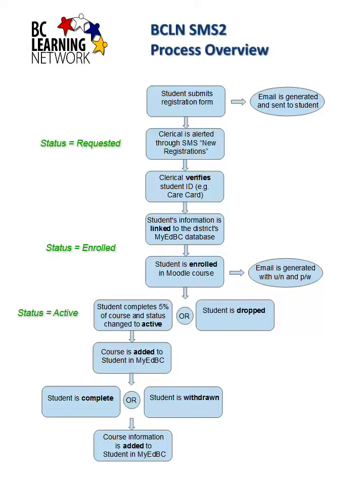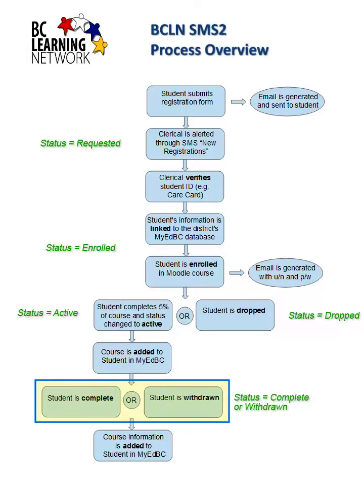Otherwise, if the student doesn't get to the point of activating and you've chased them down and they change their mind or whatever happens with that, then the other choice for the teacher at this point is that they can change it to dropped. So it automatically knows that once they're enrolled, you only have two choices, to activate or to drop the student. And so once active, the student's enrollment is added to the MyEdBC by the office, and the teacher's options now are to complete the student or withdraw them.